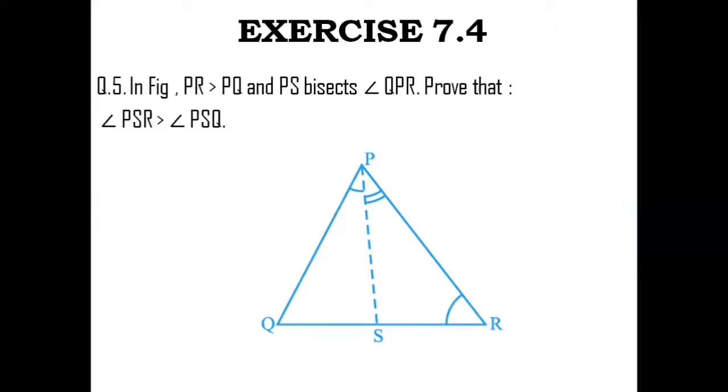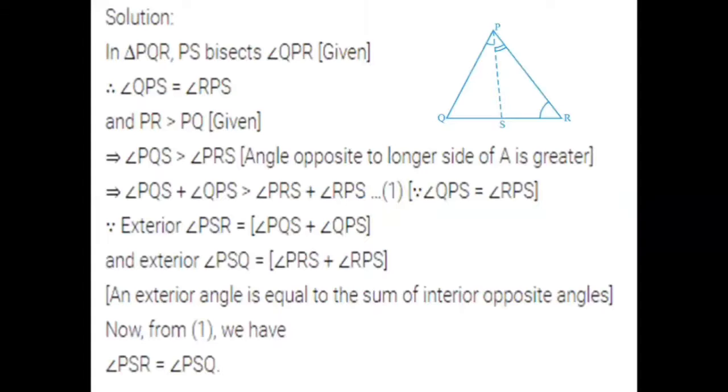What are we supposed to prove? That angle PSR, look at the figure, is greater than angle PSQ. Shall we proceed with the solution? Yes, let's do that. It's already given that in triangle PQR, PS bisects angle QPR. So, can I conclude that angle QPS will be equal to angle RPS because they're two equal parts? Yes. It is also given that PR is greater than PQ.